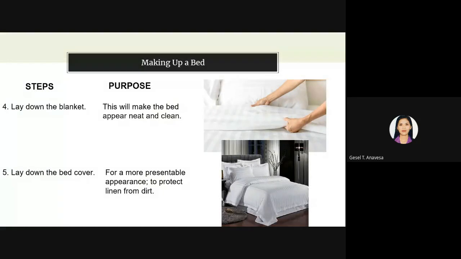Part four is lay down the blanket. This will make the bed appear neat and clean. Also, in laying down the blanket, you have to fold a little bit of the upper part, the head part, so that it would give space to the pillow. Based on the given example, the blanket is folded so that the pillow can be placed there.